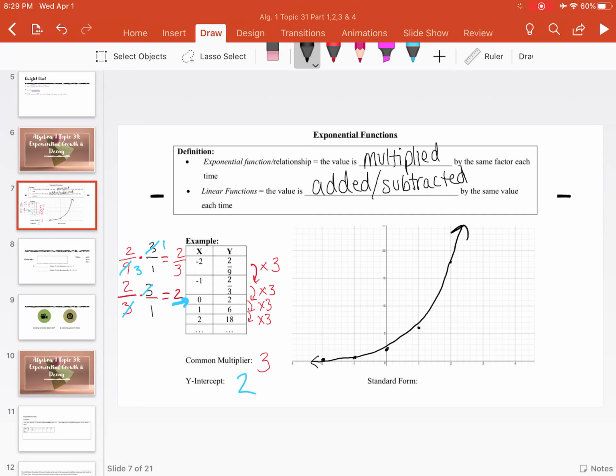If we wanted to write the equation for this, we can write it as y equals our y-intercept of 2 times our multiplier, which is 3, to the x power. And our x power here is our x variables.